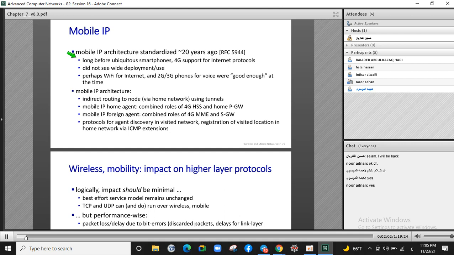This protocol was released many years ago, a long time before 4G and LTE were presented, and at that time, 20 years ago, the number of wireless networks and wireless devices connected to the internet was very small. It was just a few devices and networks that had been established at that time.